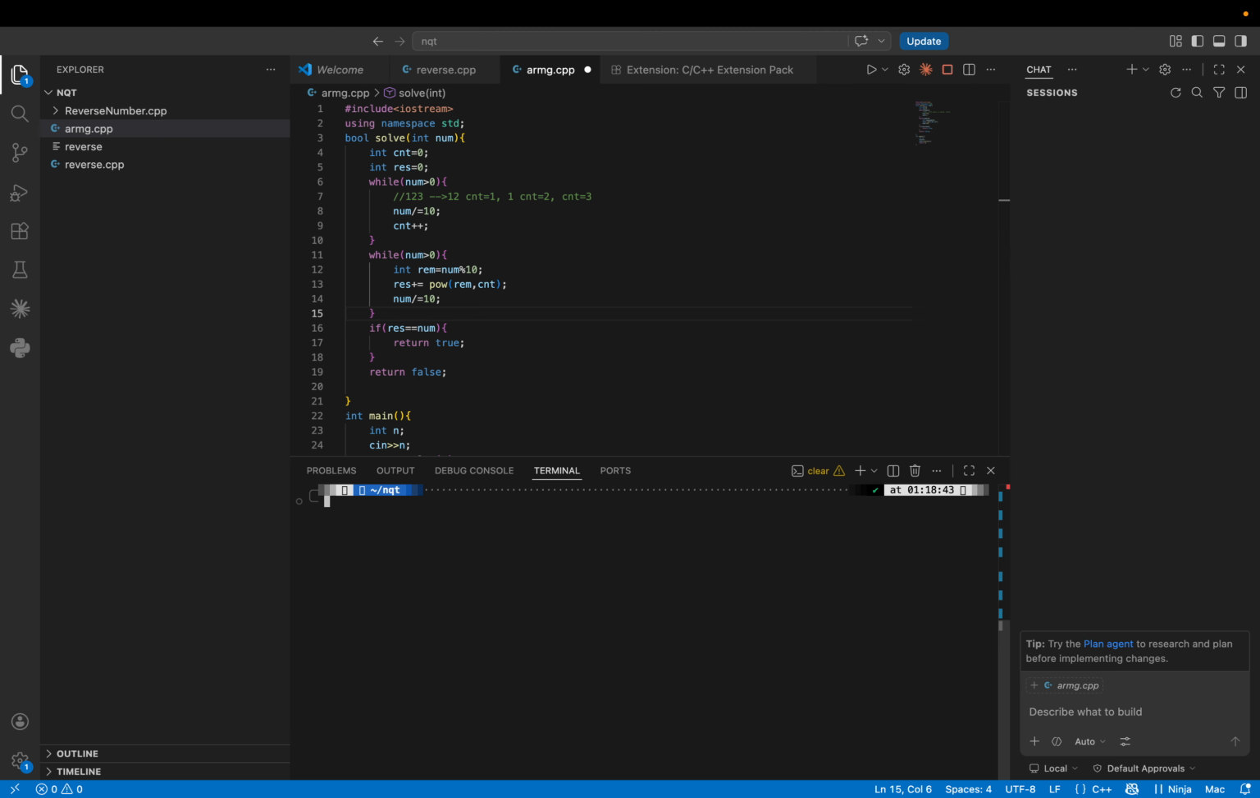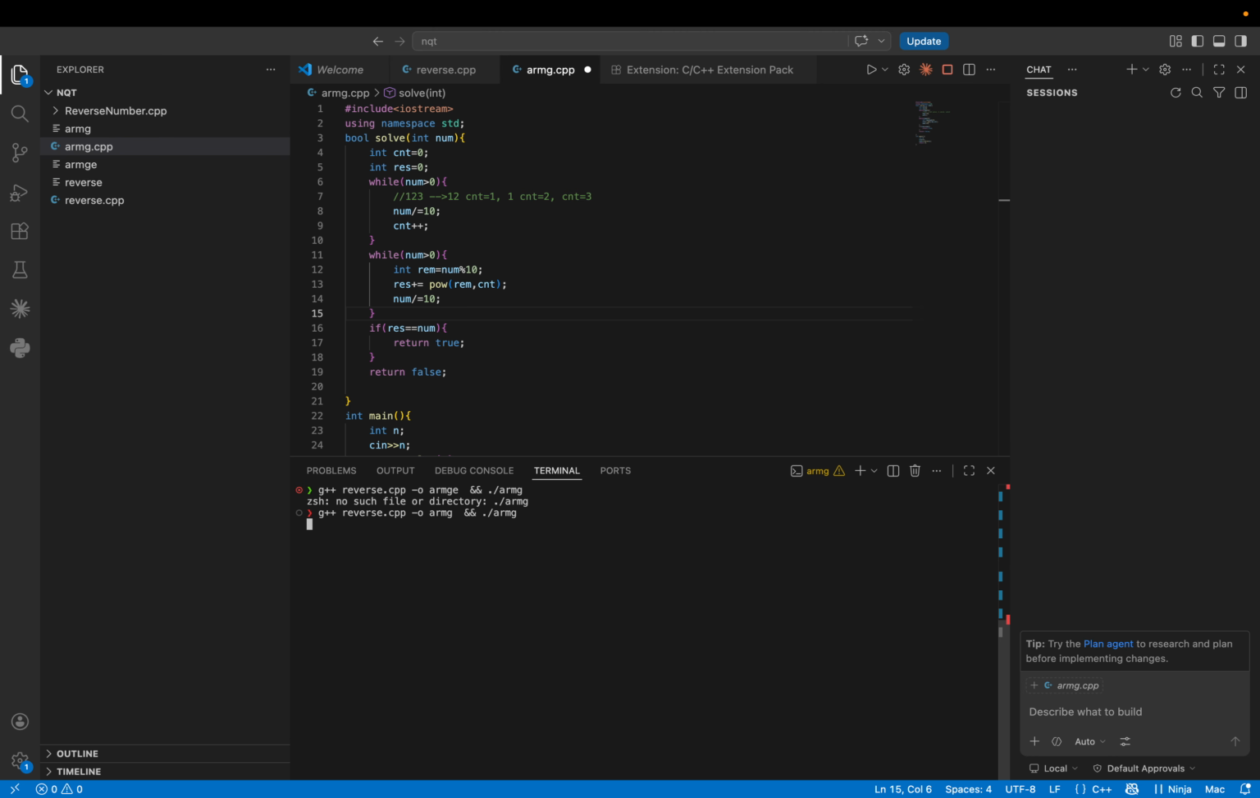Let's clear this and try to run this. Here also I think I need to do ARMG. No such file or directory. Oh, sorry. ARMG only.